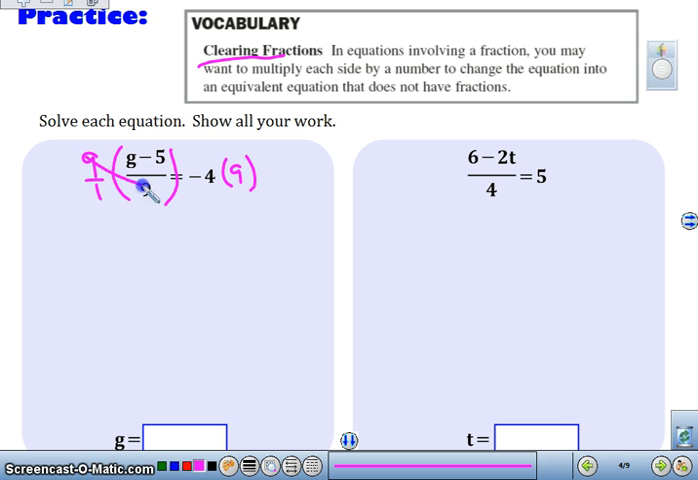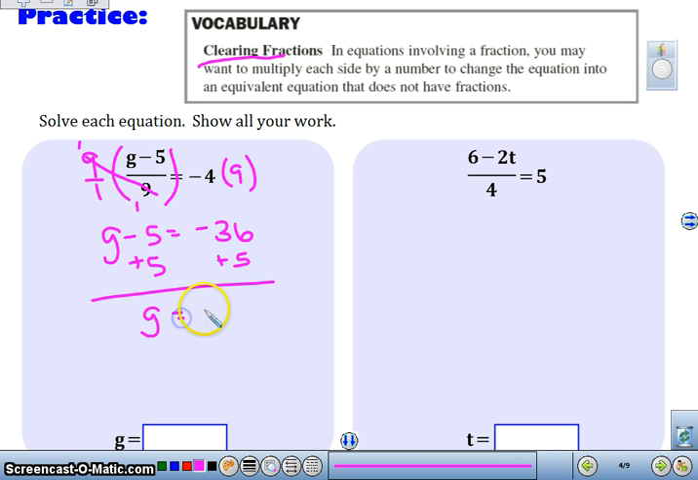The beauty of this is that 9 over 9 is the same as 1, and I'm left with g minus 5 equals, we're now going to multiply, negative 4 times 9 gives us negative 36. This is nice and easy to solve now. So those fractions sometimes throw people, but they're not bad. G is equal to a negative, in this case, 31.